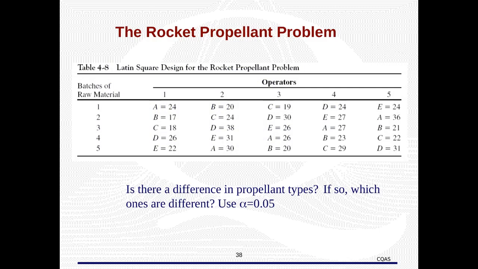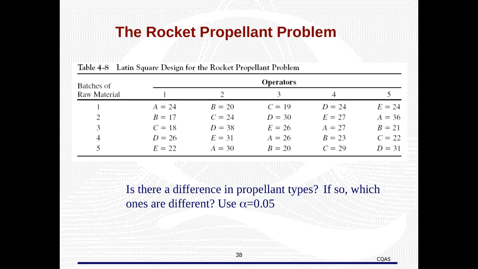Our research question is straightforward. Do different propellant types produce significantly different responses? And if differences exist, which specific types differ from one another? We'll conduct our analysis at the conventional significance level of alpha equals 0.05.